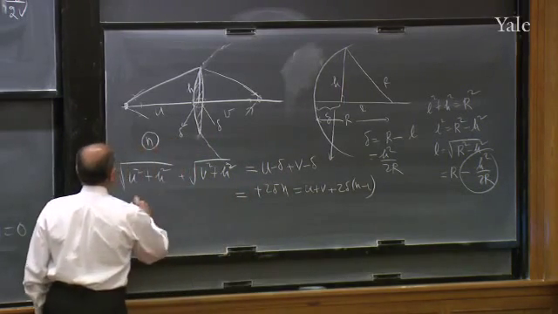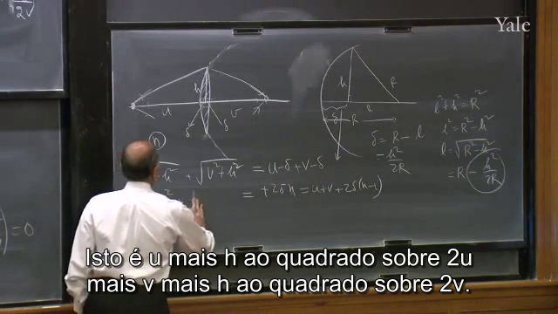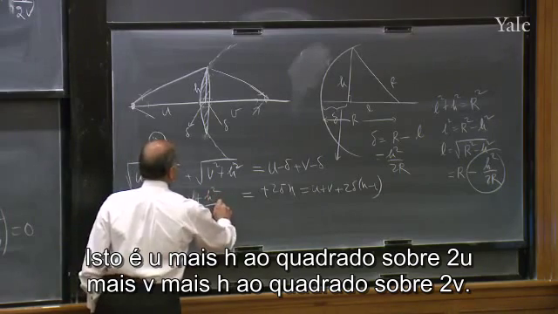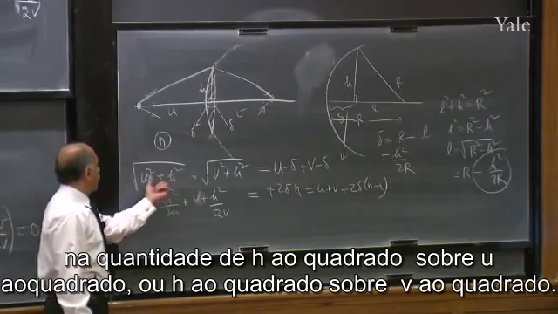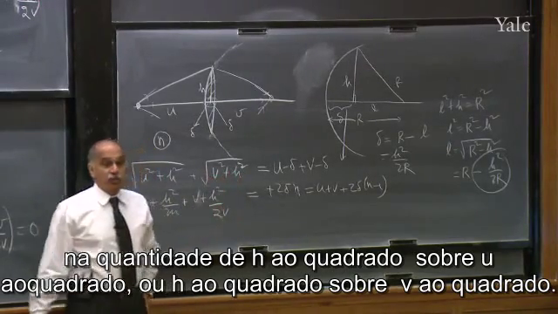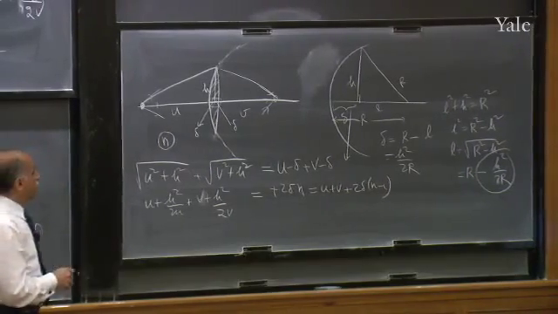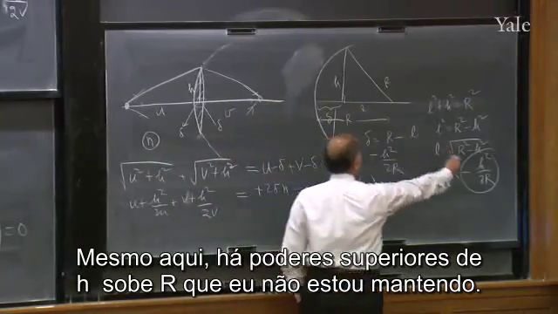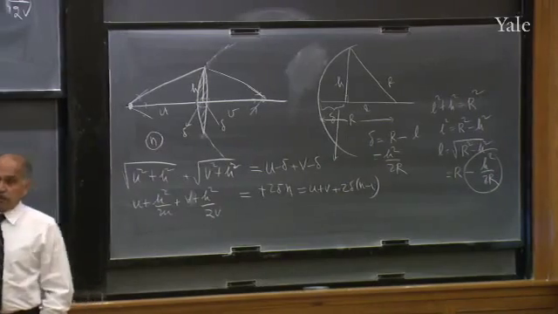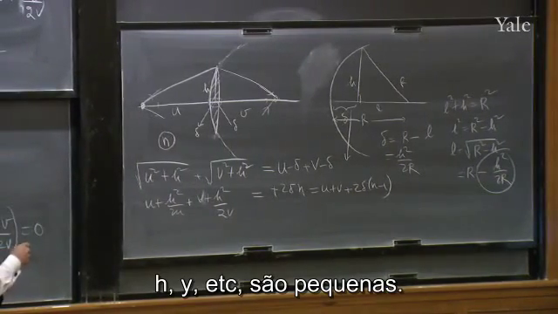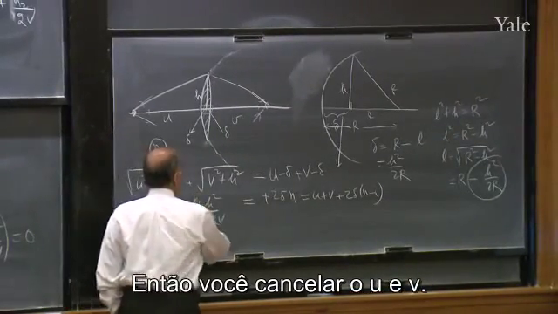That's the right-hand side. On the left-hand side, it's u plus h squared over 2u plus v plus h squared over 2v. Again, this is in the same approximation, in the quantities h squared over u squared or h squared over v squared. There are higher powers of h over v, which I'm not keeping on either side. And even here, there are higher powers of h over r that I'm not keeping. So get used to the notion: u, v, f are big, h, y, etc. are small. So you cancel the u and the v.